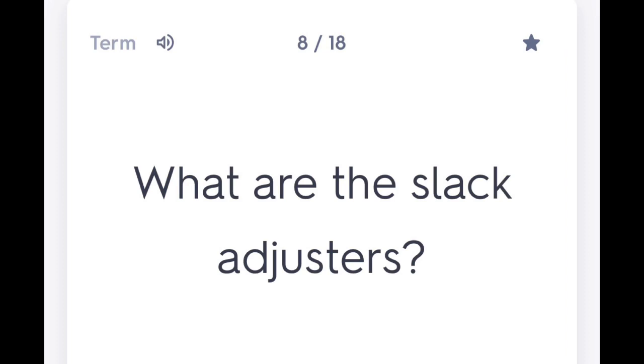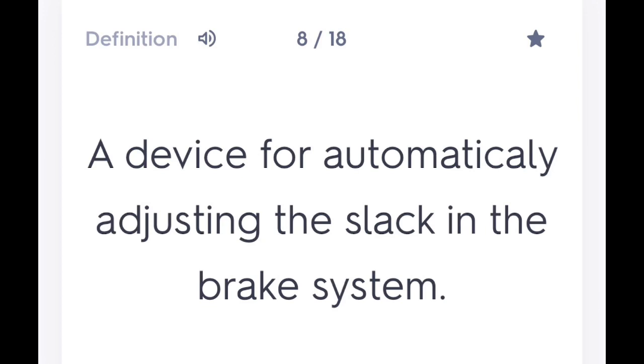Question 2 of subsections 5.2 and 5.3. What are the slack adjusters? A device for automatically adjusting the slack in the brake system.